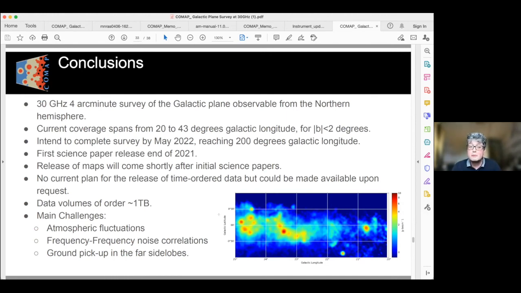We've not got a current plan for the release of the time-ordered data, but we can look at making that available upon request. That would be around the order of 1 terabyte for the full 8 bands data sets. And then the main challenges that we've gone through with this, obviously, being atmospheric fluctuations, frequency noise correlations, and ground pickup. But hopefully we're getting past all of that okay at the moment, touch wood. Yeah, any questions?